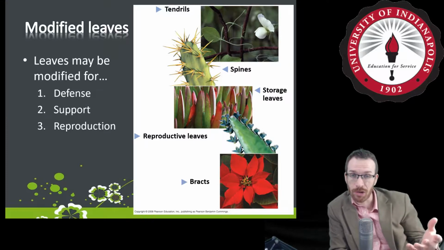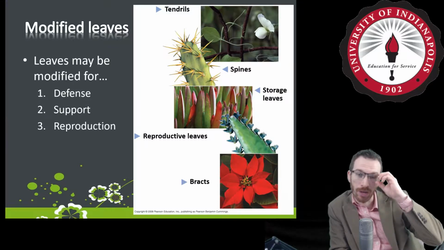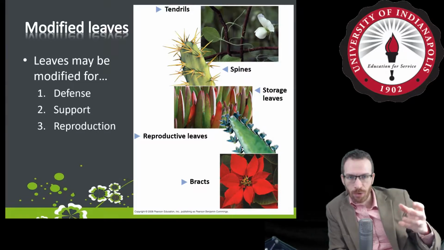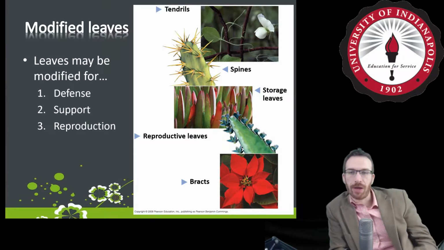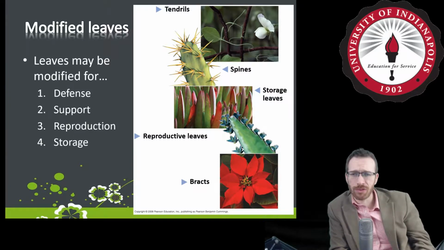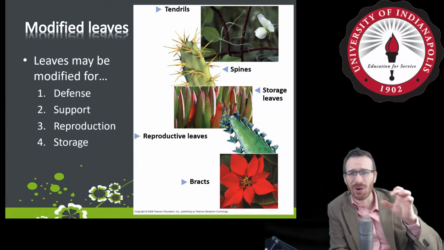Leaves can be used for reproduction. We talked about that in ferns, where we had sporophylls. Sporophylls are spore-holding leaves. Also, petals on flowers are modified leaves. And then you can have leaves for storage as well. For example, leaves that hold liquid inside them. Think of aloe vera, right? That is a leaf that is very, very thick, very fat, and it holds in it a lot of liquid and other nutrients for the plant.